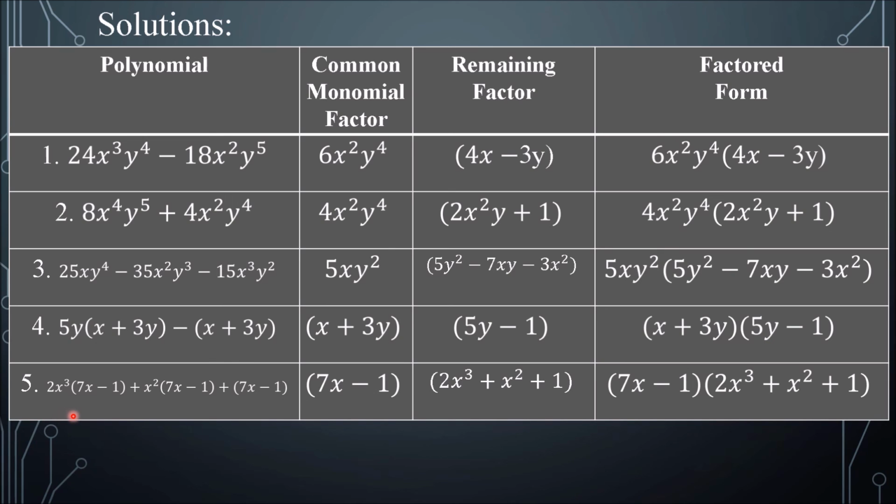Number 5, last exercise. 2x cubed times 7x minus 1, plus x squared times 7x minus 1, plus 7x minus 1. Obviously, the common monomial factor there is 7x minus 1. It is already seen in the example. So after extracting this, you have 2x cubed plus x squared plus 1. And then combining again, you have 7x minus 1 times 2x cubed plus x squared plus 1. That will be the factored form and the final answer.